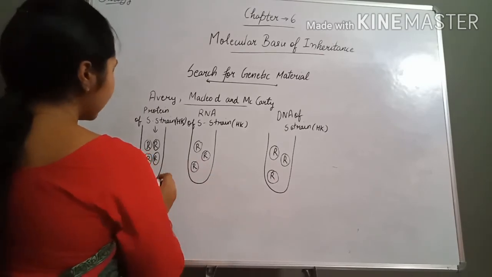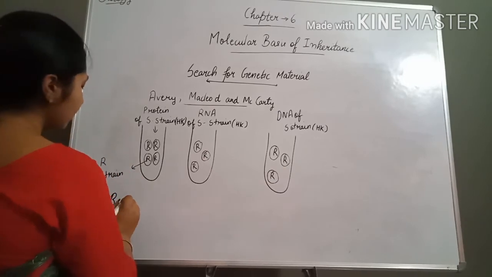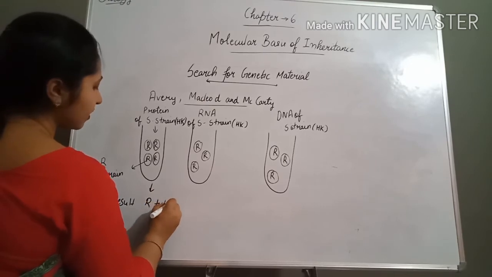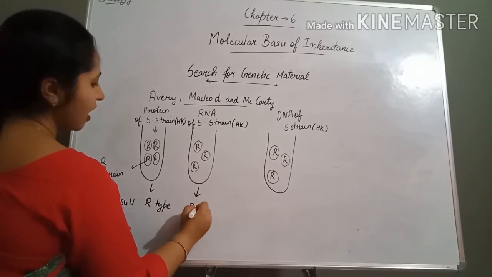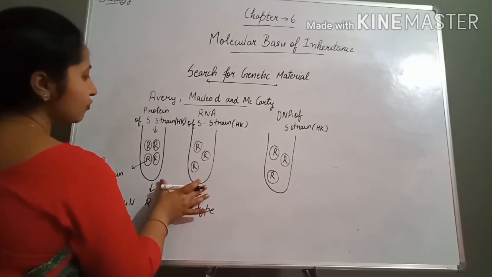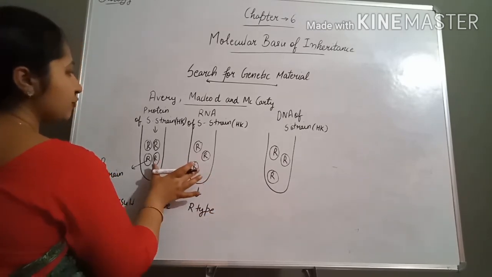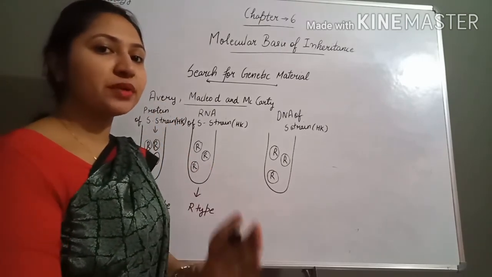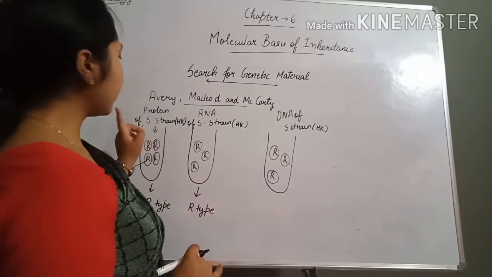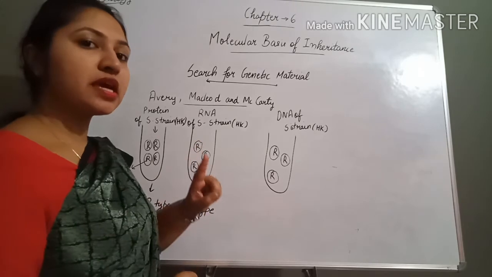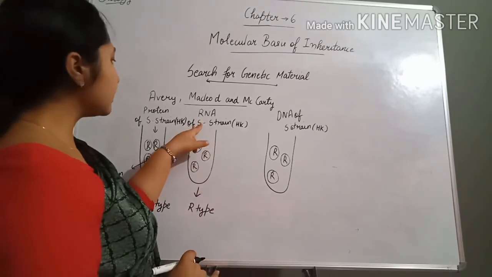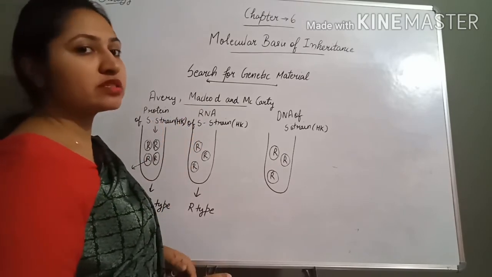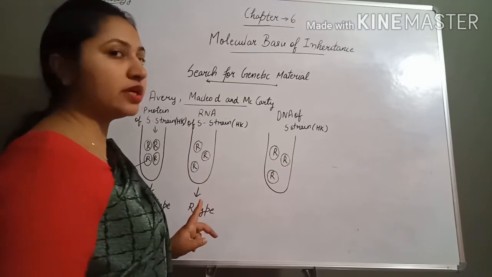Now what will be the result? The result came that the first remained R type only and the second also remained R type. There was not any change. It means in the first case protein is not a transforming agent, because protein had not transformed the R type into the S type virulent strain. And in the second case also, RNA of the heat killed S strain bacteria is not responsible for converting the R strain into the S type.